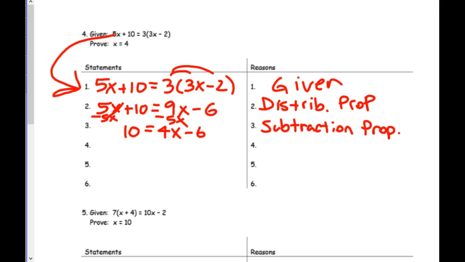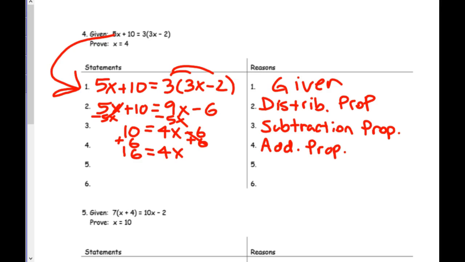Okay, number 3, I need to get rid of that minus 6, that loner. How do I get rid of minus 6? Plus 6 on both sides. 10 plus 6? 16 equals 4x. What did I just do? Addition property.